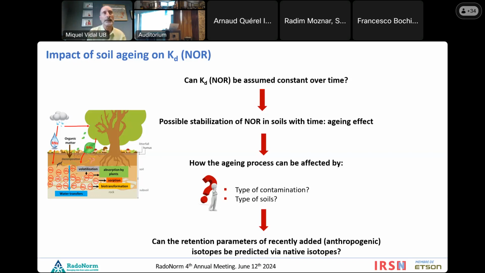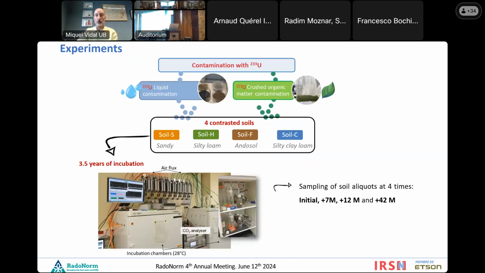And also it's well known that there can be a process, the aging process, affecting both the soil phases and also the possible stabilization of the radionuclide in the soil. So the people from RSCN have evaluated how this aging process can be affected either by the time of contamination or the type of soils. And also they have tried to evaluate whether we may predict retention parameters of a recently added radionuclide based on data from the native isotope. The work has been focused on uranium.